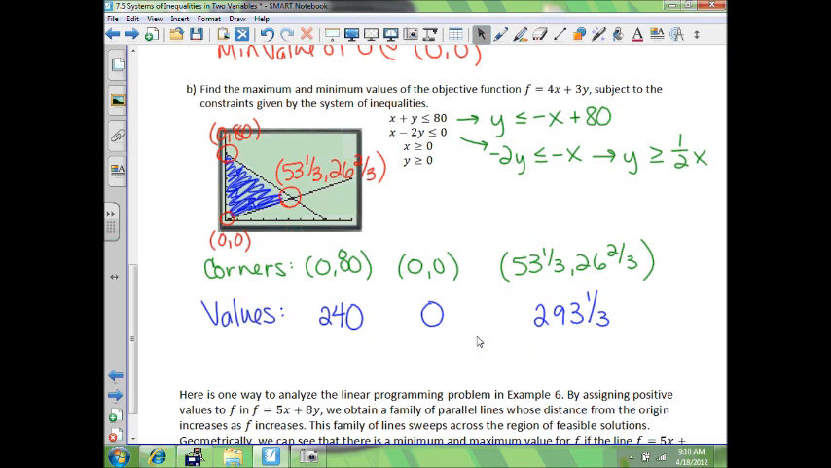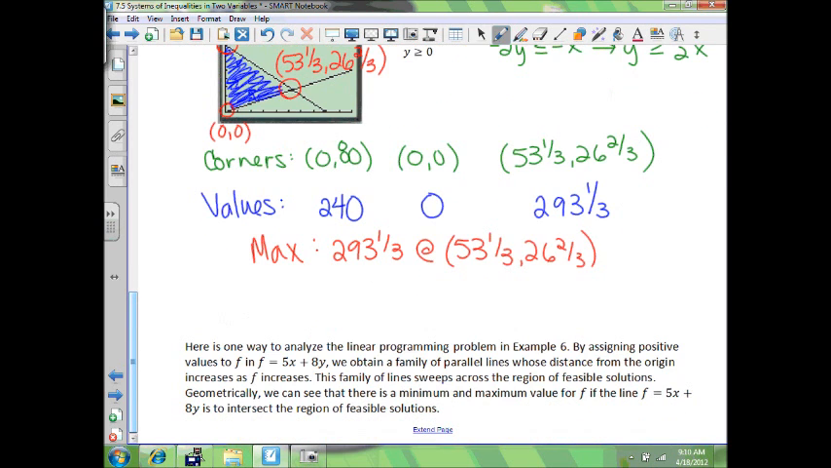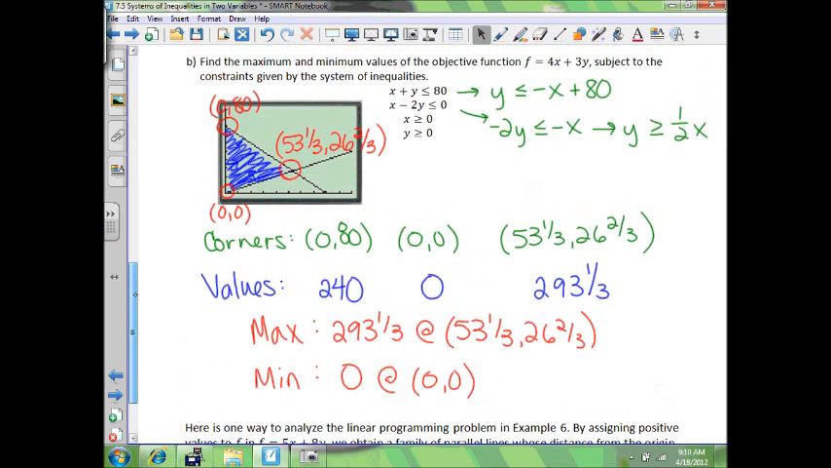So there's our values. If you look then, we'll have a max value of 293 and a third at 53 and a third, 26 and 2/3. We'll also have a minimum of 0 at 0, 0. So again, the biggest thing you have to do in these problems is find the region we're trying to shape.